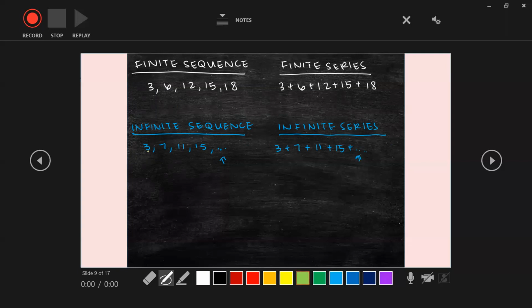We have 2 more definitions. The first is of an arithmetic series, which is going to be the sum of the terms of an arithmetic sequence. Makes sense, right? So an arithmetic series is the sum of terms of an arithmetic sequence.